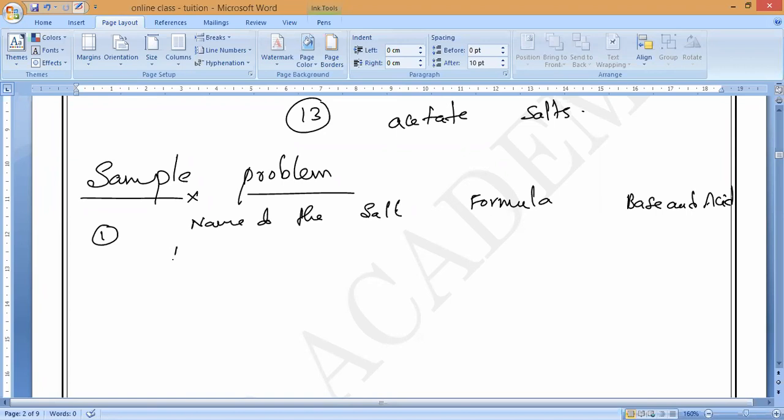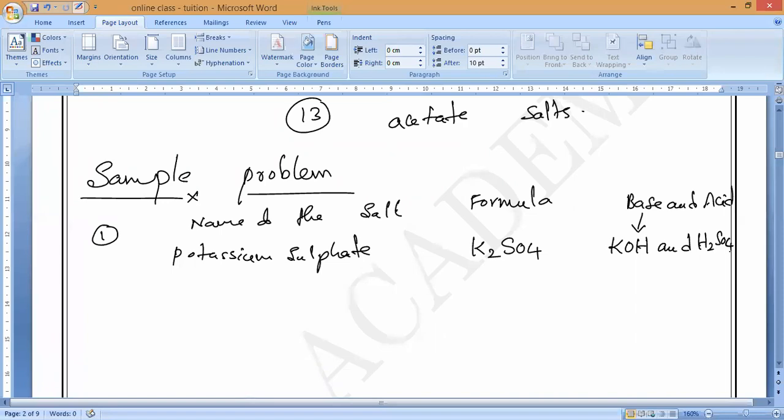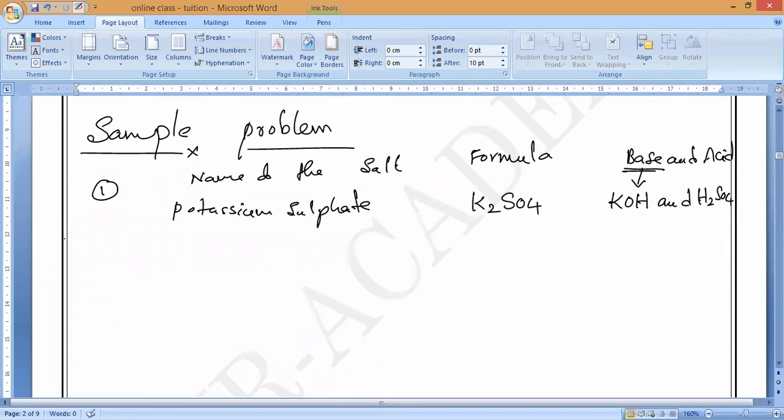So the first one is potassium sulphate. Formula? K2SO4. Base? Sulfuric acid plus potassium hydroxide. I want the base first. First the base we should say. Base: potassium hydroxide, plus sulfuric acid. Very good. Why am I saying base first in the chemical formula? Because the base's name comes first. That was yesterday's last class. That is the thing you have to remember.